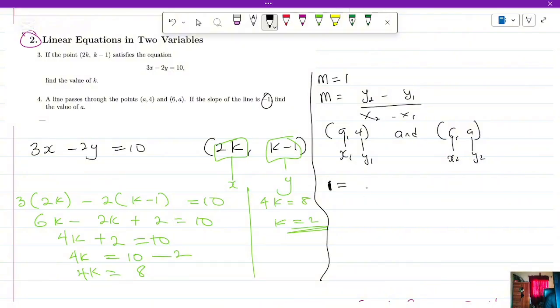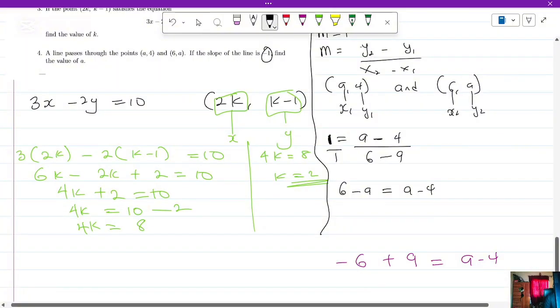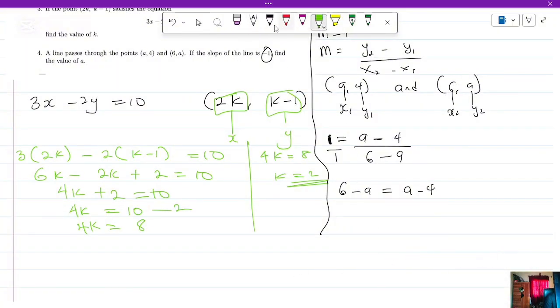So your y2 is a minus your y1 which is 4, over your x2 which is 6, and then your x1 which is a. So over 1 here, if you cross multiply, you're going to have 6 minus a equal to a minus 4. So what is the next thing that you need to do? It is pretty much simple from here, because it has resulted back to your what? Your linear equation of one variable.